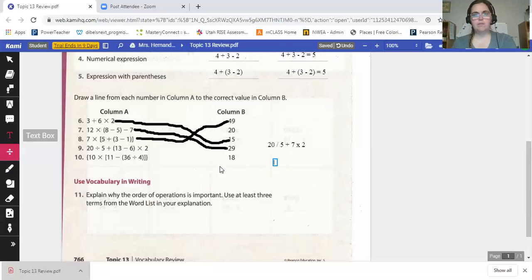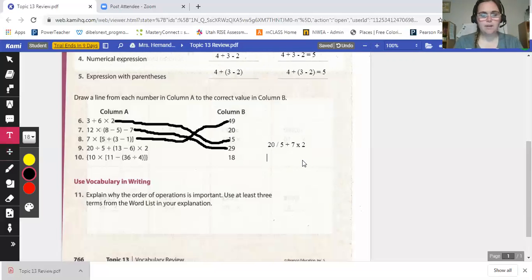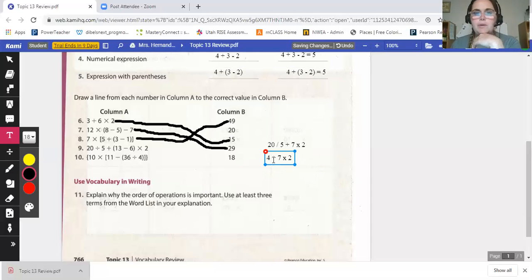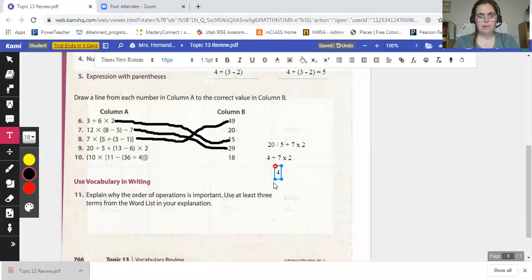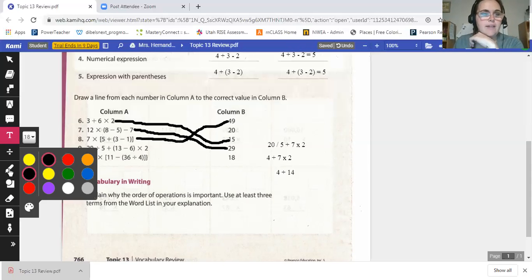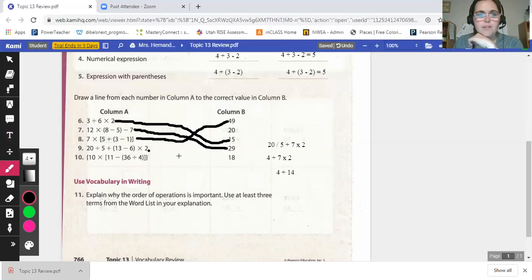So 4 plus 7 times 2. Okay, so now I'm at a point where I need to decide, am I going to add first or multiply? There's no parentheses, and if I'm working left to right, I need to multiply first. So 7 times 2 is 14, so I'm going to do 4 plus 14. I know the answer to that is 18, and I see my 18 right here, so I'm going to go ahead and draw my number over to 18.